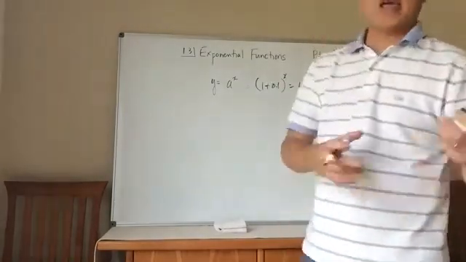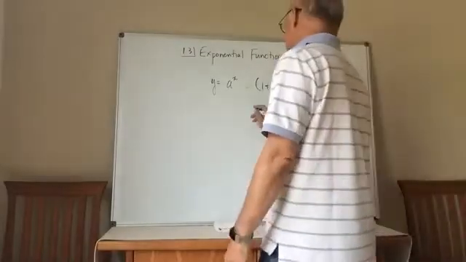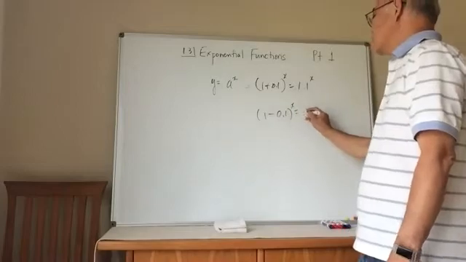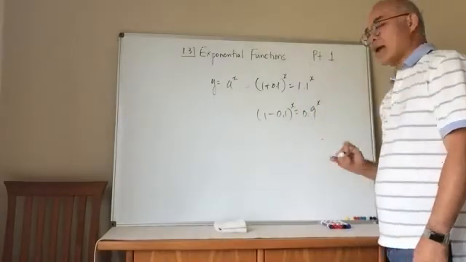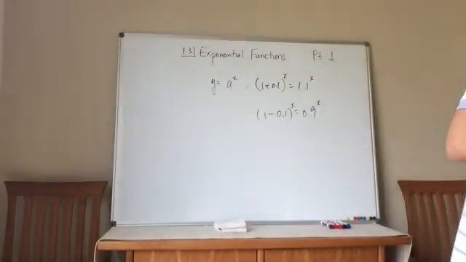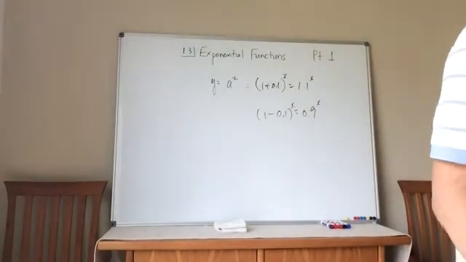If I am decreasing by 10%, it's going to be 1 minus 0.1 to the x, which makes it 0.9 to the x, correct? Are we good with that? Are we all good? This kind of rings a bell, I hope. All right, okay, all right.